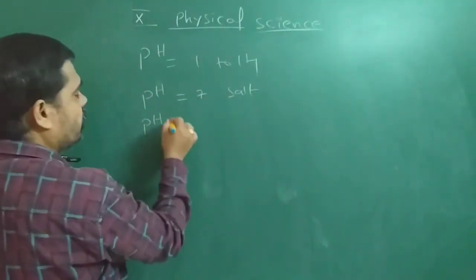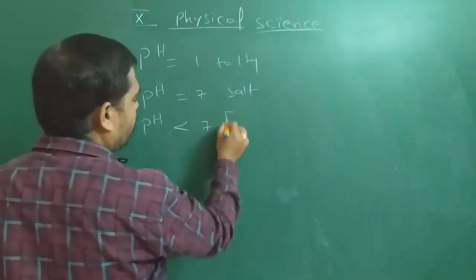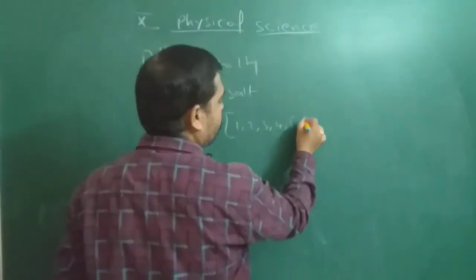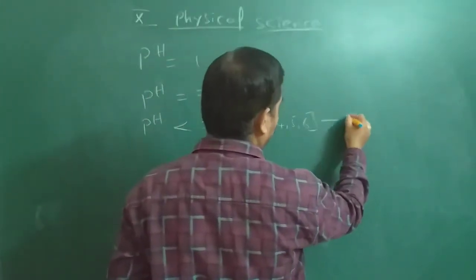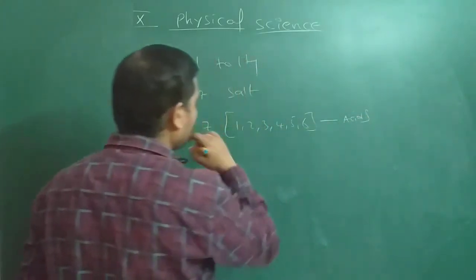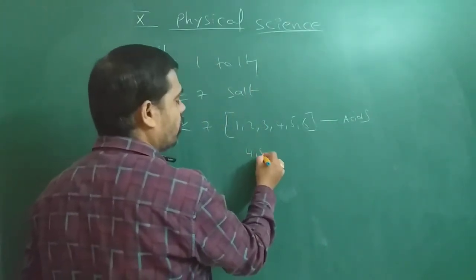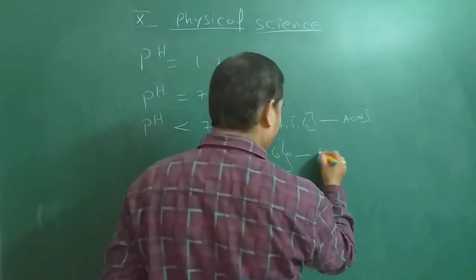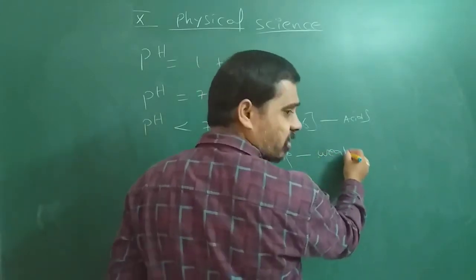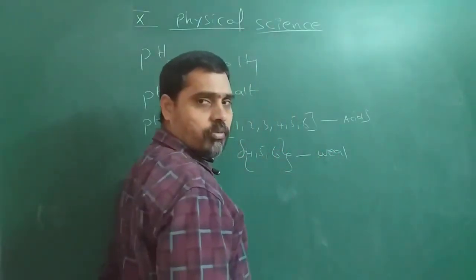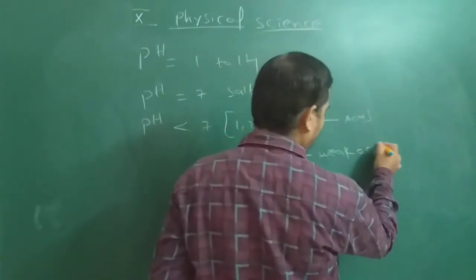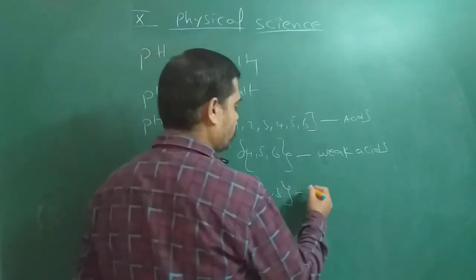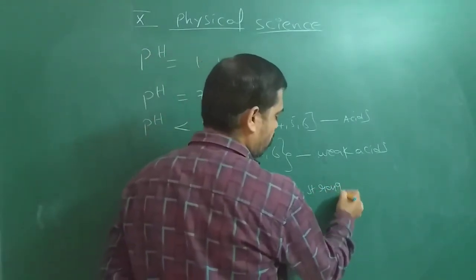If the pH value is less than 7, that is 1, 2, 3, 4, 5, 6, we will call it acids. In this, if the values are 4, 5, 6, we will call them weak acids, and 1, 2, 3 we will call strong acids.